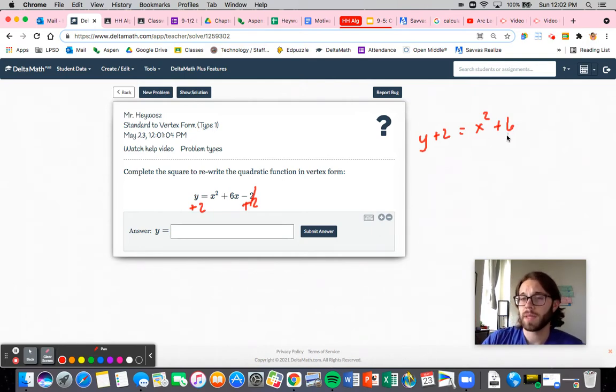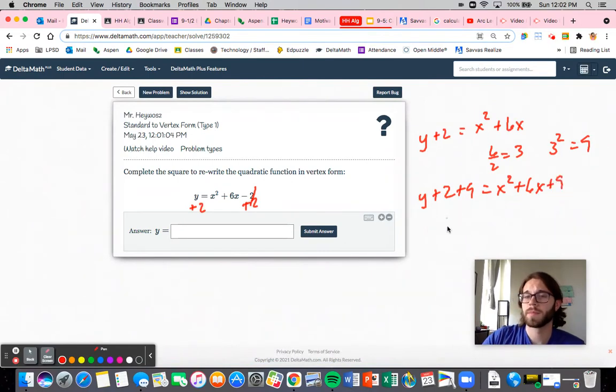So then I'm going to do the same process. I'm going to do 6 over 2, which is 3. 3 squared equals 9. So I'm going to add 9 to both sides. So y plus 2 plus 9 is equal to x squared plus 6x plus 9. So this would be y plus 11 is equal to, we know this is x plus 3 squared. I'm going to subtract that.